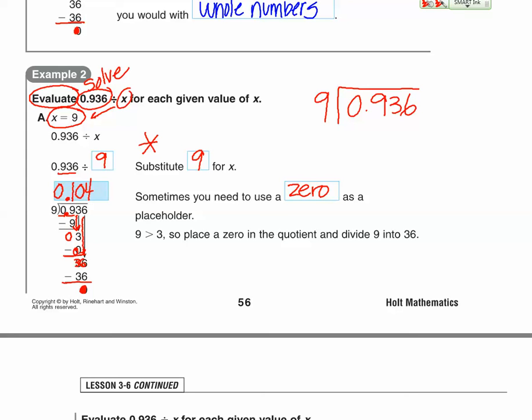Okay, so here's where we're talking about those 0 placeholders. When I initially started in this area, when we decided if 9 went into 3, and it didn't, we had to put a 0 up on the line. So be cautious of that, Panthers.